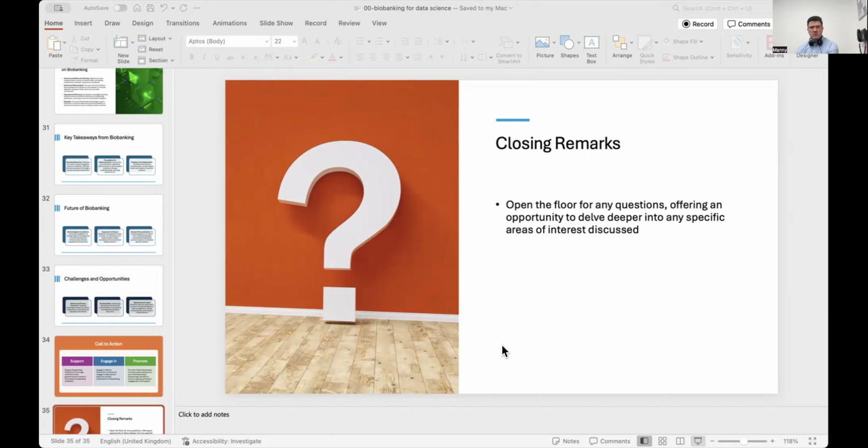LLMs model the relationship between words in context, allowing them to produce coherent, contextually relevant responses. So that's not too dissimilar from what I said earlier, hopefully. And LLMs have been used for genomic data analysis.